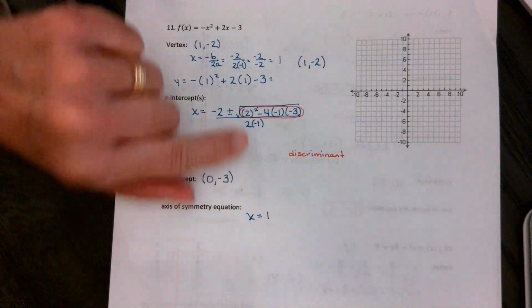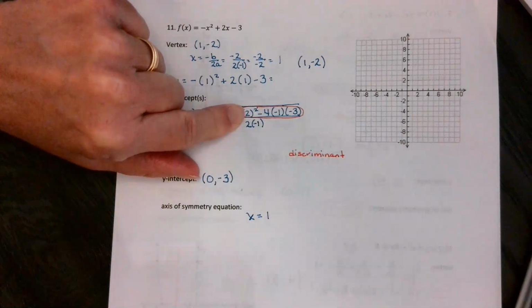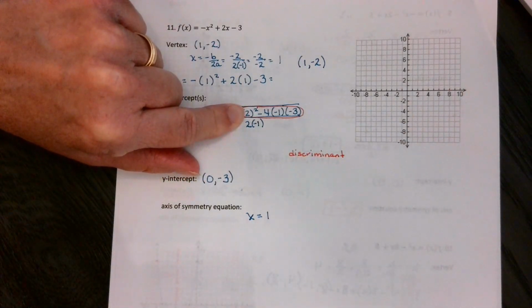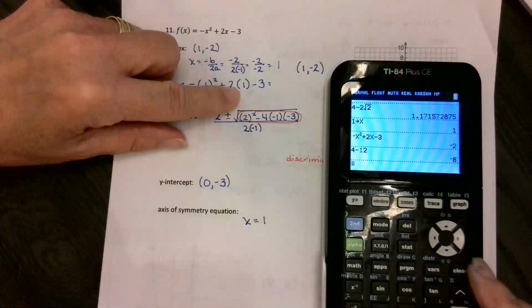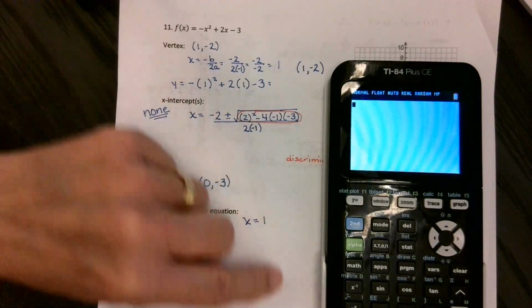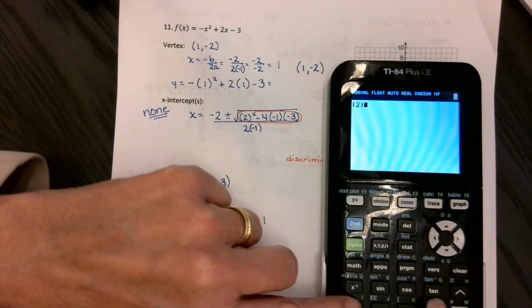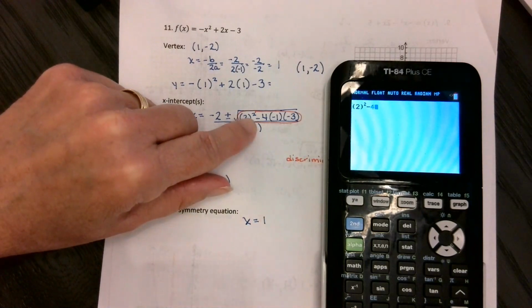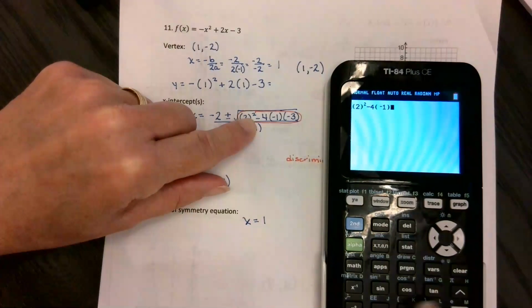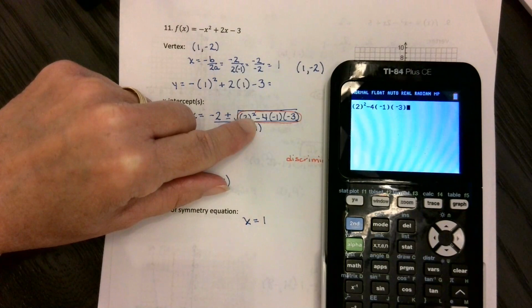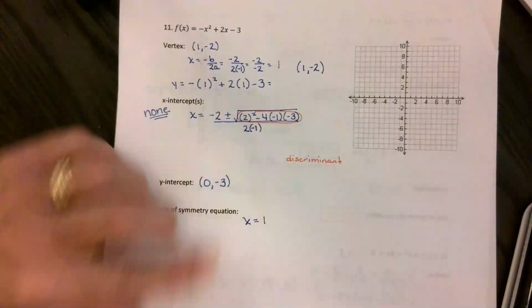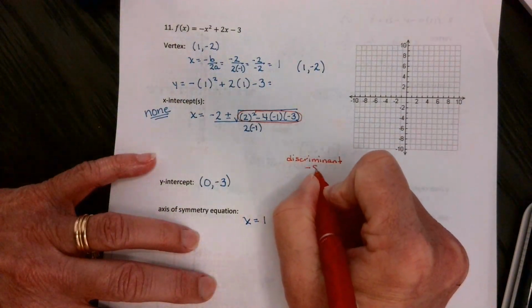Okay, so when you do this problem, you're going to get negative 8 underneath there. Let me just double check that. 2 squared minus 4 times negative 1 times negative 3, and we get negative 8. So the discriminant is negative 8.